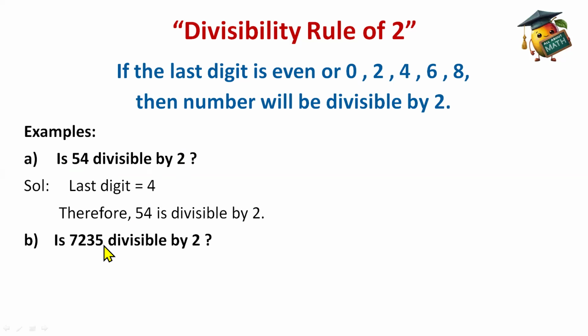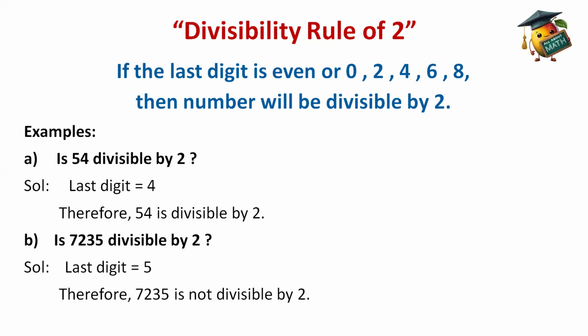Is 7235 divisible by 2? Again, check just the last digit, that is the ones digit. It is 5. It is not even. Therefore, if the last digit is 5, which is not even, this number is not divisible by 2.